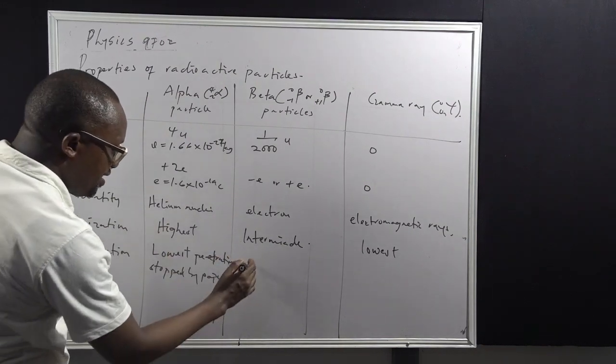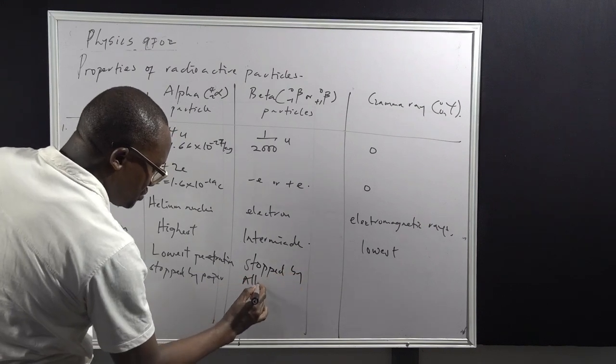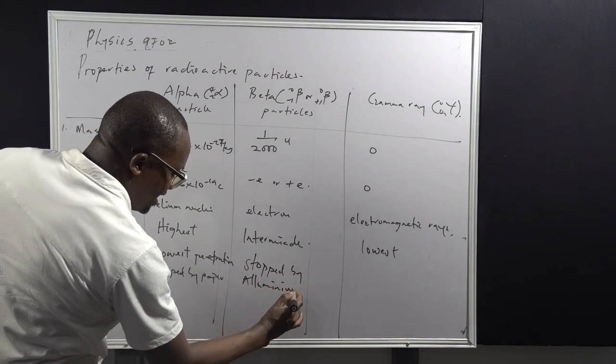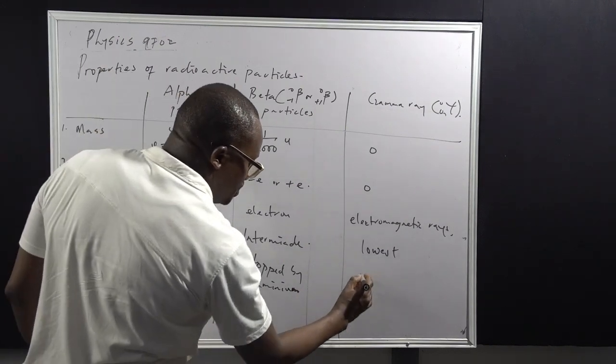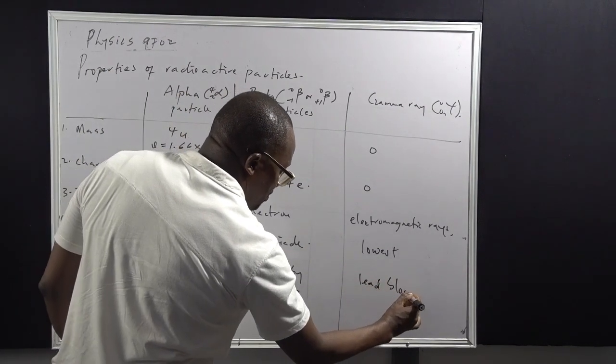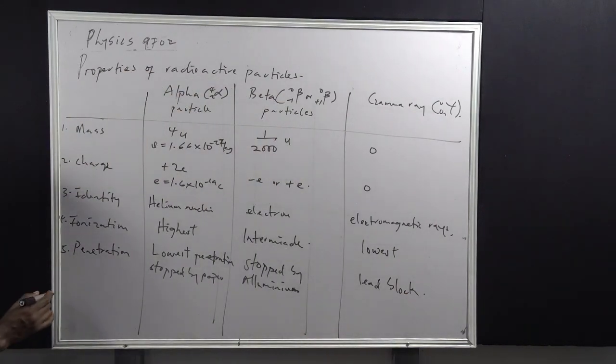While beta can be stopped by aluminium. So ionization is higher in beta than in gamma. While gamma can be stopped by lead block. So they have the highest penetration.